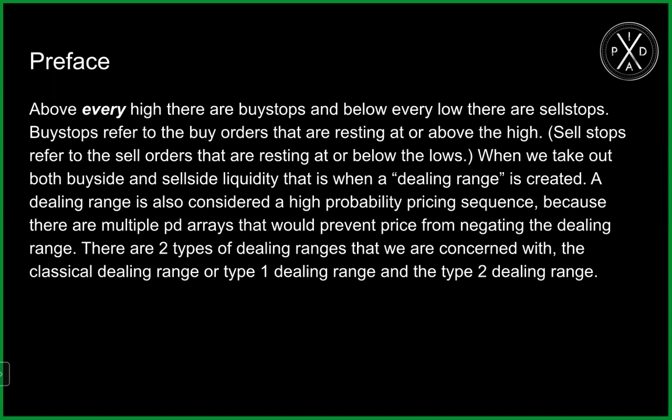A dealing range is also considered a high probability pricing sequence because there are multiple PD arrays that would prevent price from negating the dealing range. There are two types of dealing ranges that we are concerned with: the classical dealing range, or the type 1 dealing range, and the type 2 dealing range, which is that other dealing range.